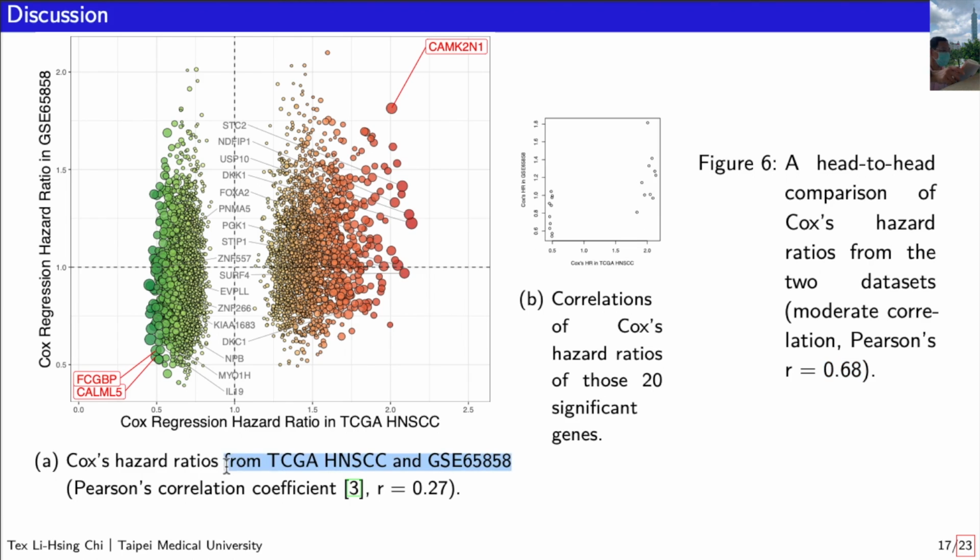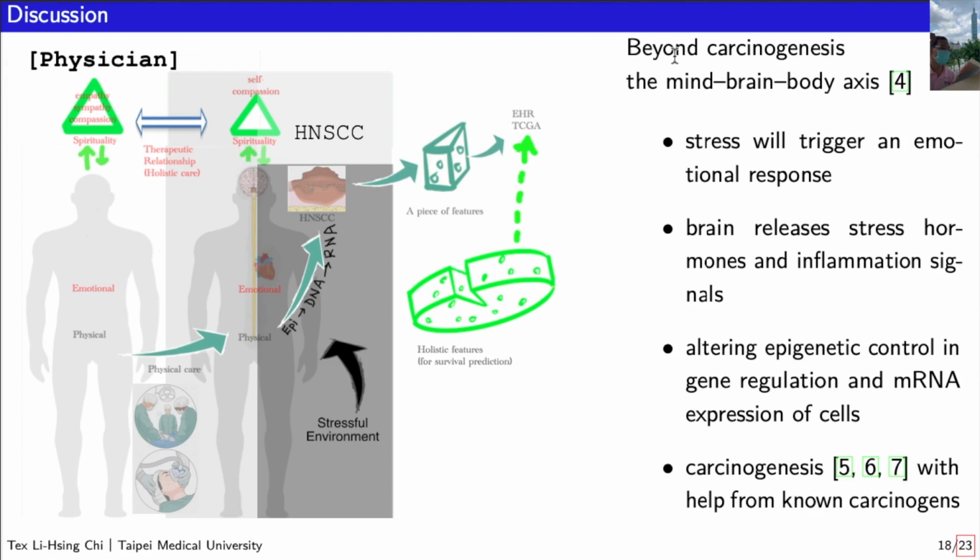Okay, so if we're talking about holistic cancer care, this is important beyond carcinogenesis. We can find that we have the patient as a mind-brain-body axis. The physician, if we want to take care of the patient, for example, who has head and neck buccal cancer, oral cancer, and we found that the cancer may be due to the stress of the patient, so the brain releases inflammatory hormone, and over a longer time it will alter the epigenetic function, even messenger RNA regulation, and finally, with some carcinogen, smoking, betel nut chewing, alcohol, on the buccal mucosa, causing the normal mucosa to become cancer.